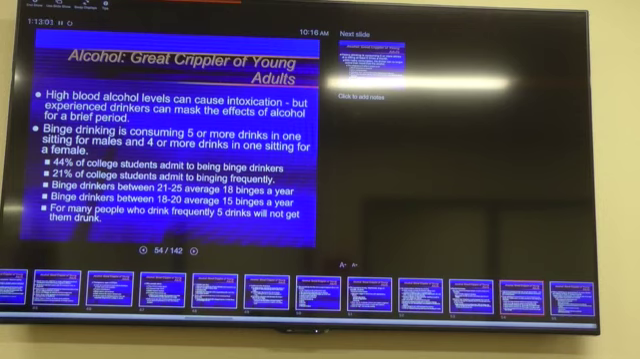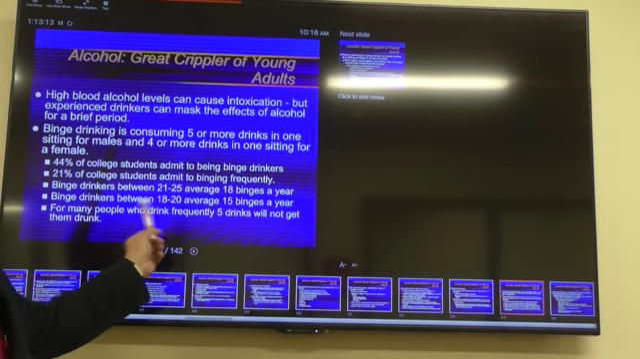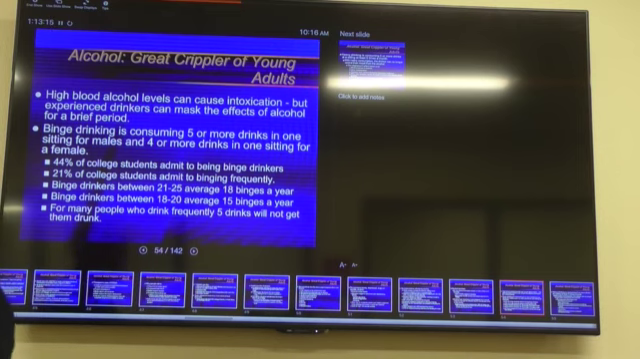Binge drinkers between 21 and 25 average 18 binges a year. Binge drinkers between 18 and 20 average 15 binges a year. Now the reality is that at 18 to 20, there's no place where they can drink legally. So this is all illegal drinking that they're doing. But they're still binging 15 times a year.